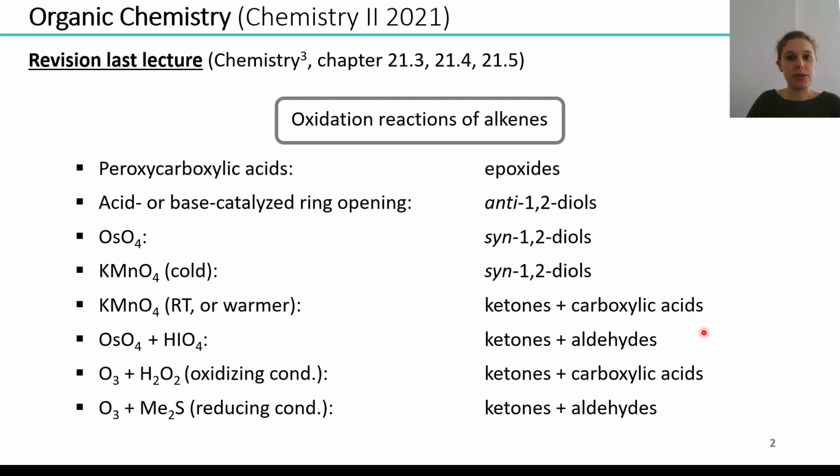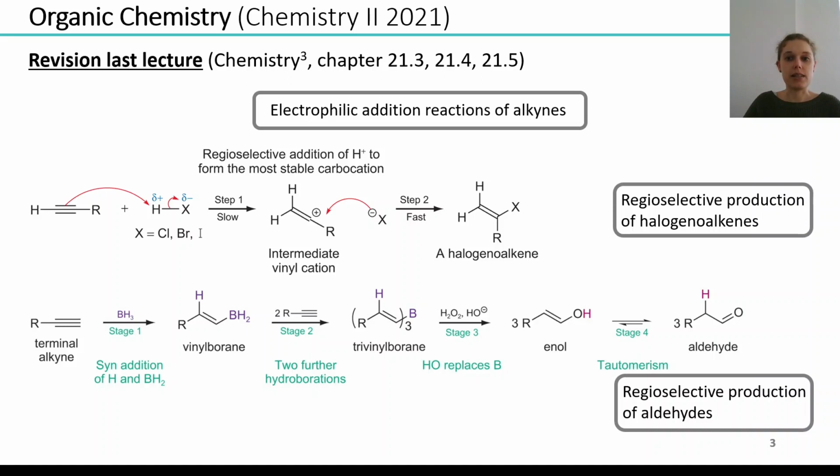And if the alkene reacts first with osmium tetroxide, and then with periodic acid as oxidizing agent, we will end up with ketones and aldehydes. Ketones and carboxylic acids are also formed by the reaction of alkenes with ozone and subsequent oxidizing conditions. However, if we use reducing conditions instead of oxidizing conditions after the reaction with ozone, we will end up with ketones and aldehydes.